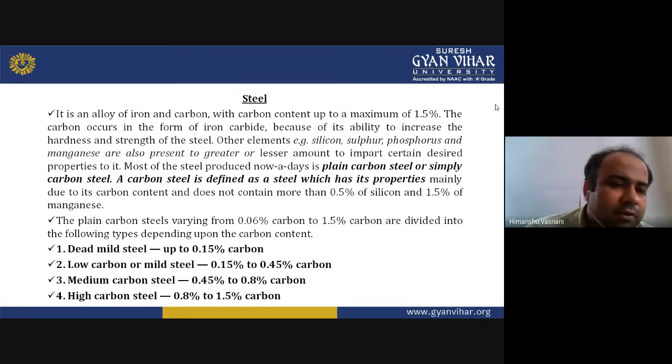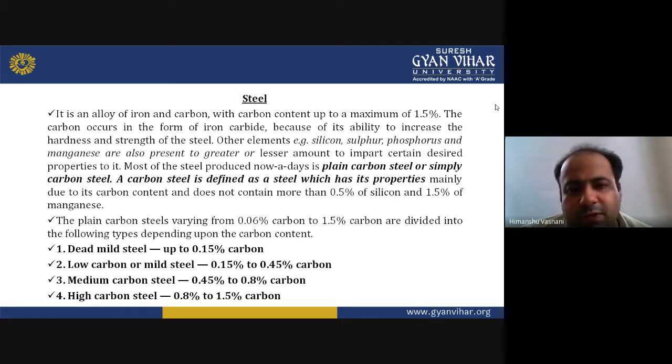Okay, so you can define a carbon steel as a steel which has its properties mainly due to its carbon content. Due to its carbon content, it has all its properties, so it is named carbon steel, and it does not contain more than 0.5% of silicon to 1.5% of manganese. So you can understand this is having its application, plain carbon steel.